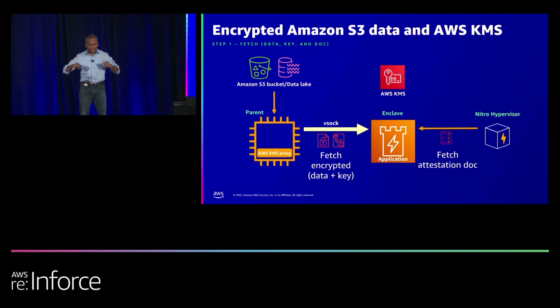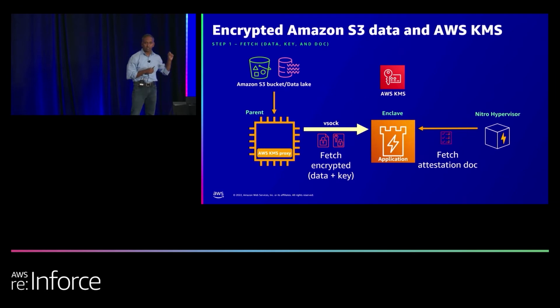When the application triggers, it's going to send the fetch command. What this does is bring encrypted data from the S3 bucket, along with its encrypted data key, through the parent instance. The parent instance at this time is receiving everything in encrypted manner, so it's not seeing any plaintext data. It's only acting as a conduit to the enclave.